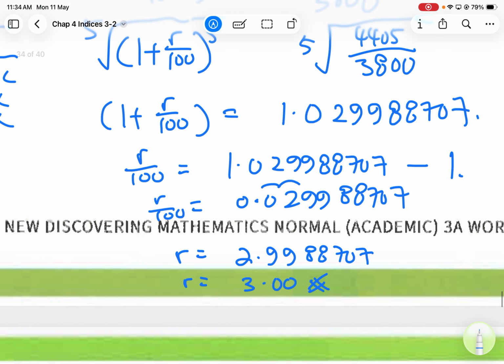The percentage must be written to 3 significant figures, because the answer is not exact. So I give it to 3 significant figures.